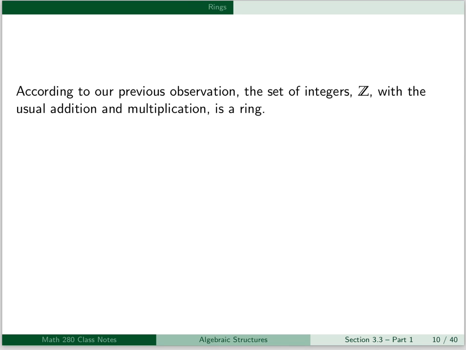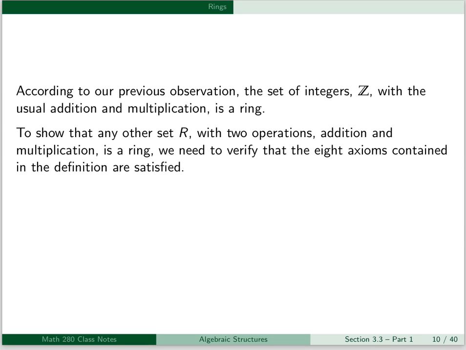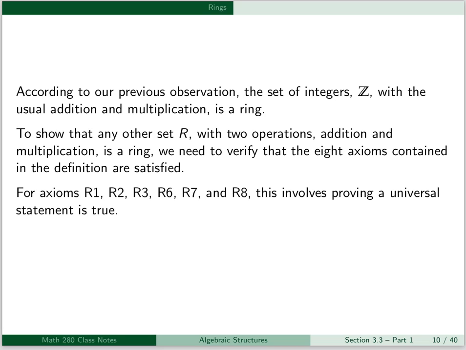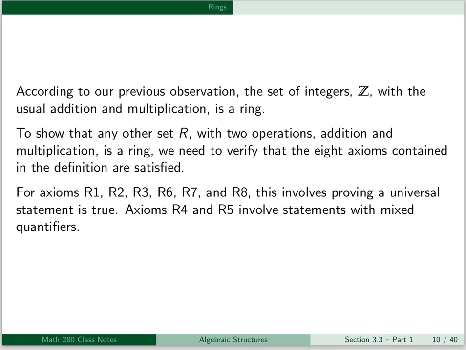According to our previous observation, the set of integers Z with the usual addition and multiplication is a ring because it satisfies these 8 axioms. To show that any other set R with 2 operations, addition and multiplication, is a ring, we need to verify that the 8 axioms contained in the definition are satisfied. For axioms R1, R2, R3, R6, R7, and R8, this involves proving a universal statement is true. Axioms R4 and R5 involve statements with mixed quantifiers.